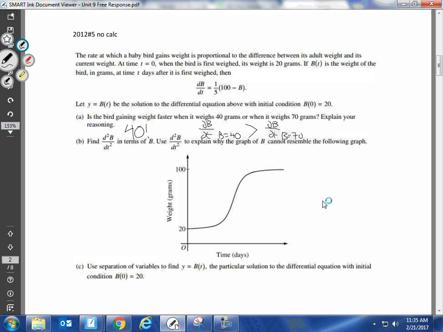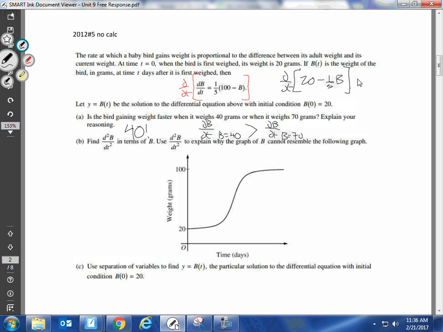Part B, I'm going to do part B because everybody messes up on part B. Find the second derivative, d squared b over dt squared in terms of b. Use it to explain why the graph of b cannot resemble the following graph. Well, the key to this is you need to find the derivative with respect to t of both sides of that. Now, that means I'm finding the derivative with respect to t, and I'm going to distribute the 1/5 to be 20 minus 1/5 b.